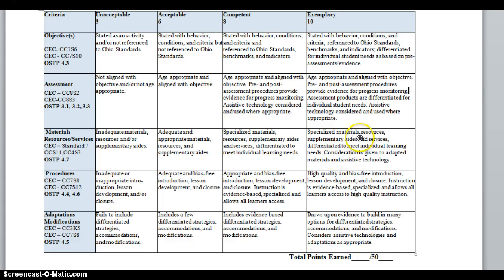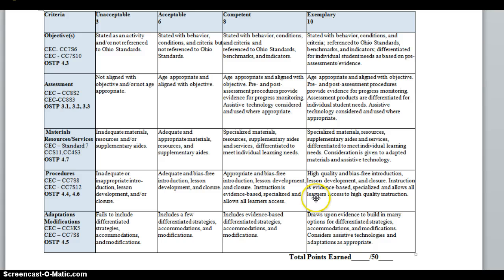For materials, you're looking for specialized materials, resources, supplementary aids and services that are differentiated to meet the individual learning needs of the target student group or student with whom you will be working in this lesson. So you also are giving consideration to ways that materials can be adapted and that assistive technology can be incorporated into your lesson. The difference between these two, again, is the lack of adapted materials and assistive technology. That would put you down in competent if you decided not to explore those options, which is very important. So I hope and I trust that each of you will include this in your lesson plan.